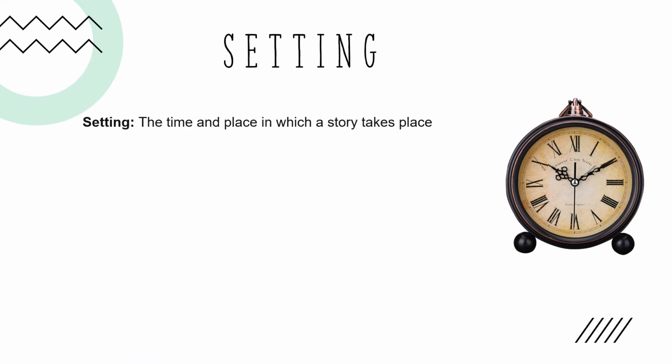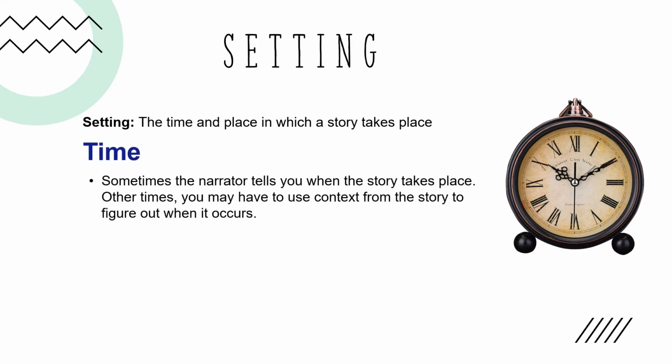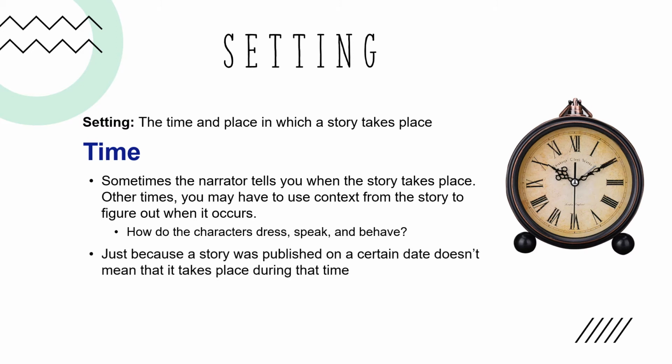Next, setting refers to the time and place in which a story takes place. Sometimes the narrator tells you directly when the story takes place. Other times, you may have to use context from the story to figure out when it occurs. For example, how do the characters dress, speak, and behave? Remember that just because a story was published on a certain date doesn't necessarily mean that it takes place during that time. Stories can be written about the past, the present, or the future.